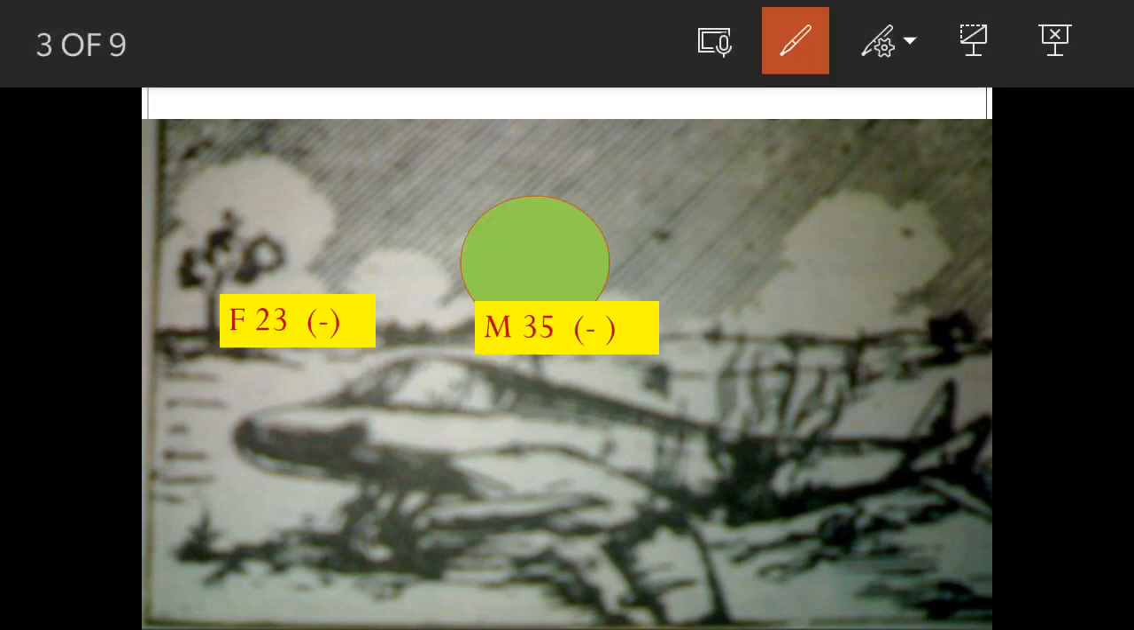So we'll see further. What I have perceived is that there are two characters here. M35, negative mood, is the pilot and he is my hero, so I put a circle here. And F23 is the co-pilot. They were flying a plane which they had to land under some emergency. So these are the two characters I have perceived.